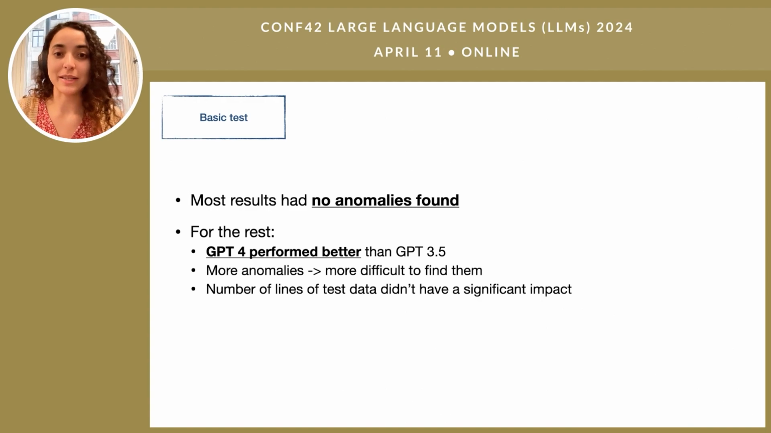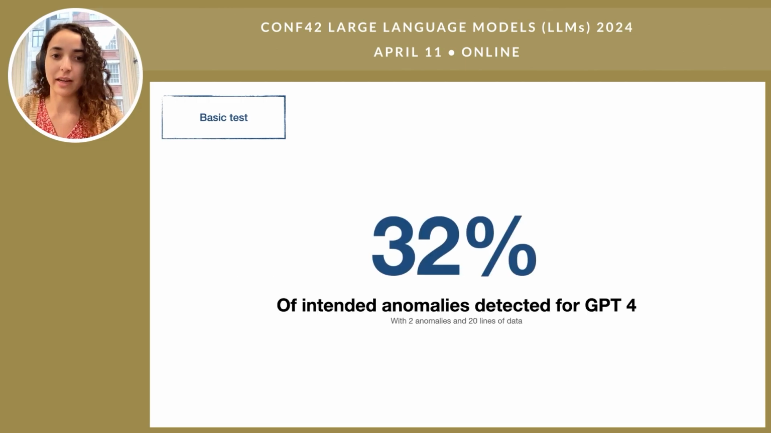Right, so after running all of these tests, what's the conclusion of OpenAI being used as an anomaly detector? On average, GPT-4 detected about 32% of the intended anomalies. This is based on 2 anomalies with 20 lines of data. Of course, your results are going to vary depending on the type of data you're giving it, the number of anomalies, etc. But for our particular case, we're going to use this as a baseline: 2 anomalies, 20 lines of data, GPT-4. In this case, the basic test showed 32% of intended anomalies detected on average.